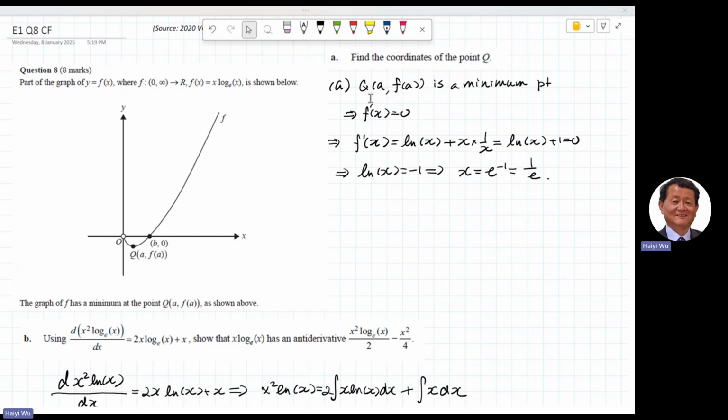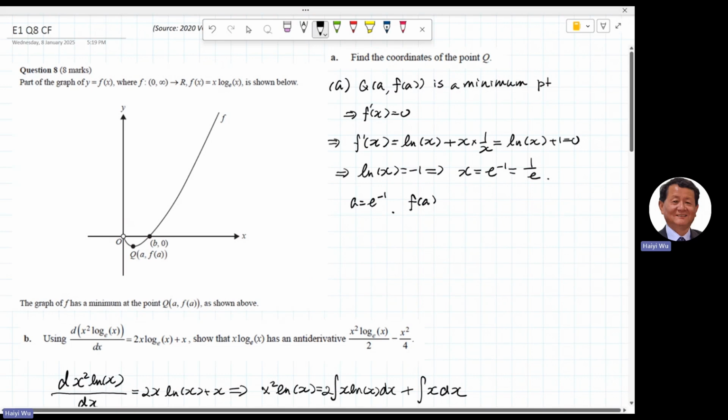So that's pretty easy. Q is a minimum point, so that means the derivative f'(x) must be equal to 0. So we differentiate f(x) and set it equal to 0. We solve for x, which is e to the power -1, so it's 1 over e. Therefore, the x coordinate of the point Q, a, is e to the power -1.